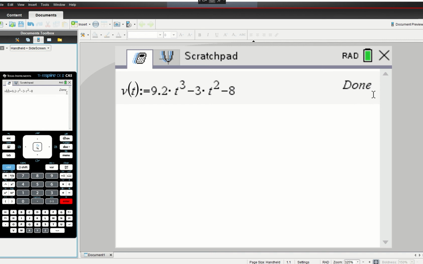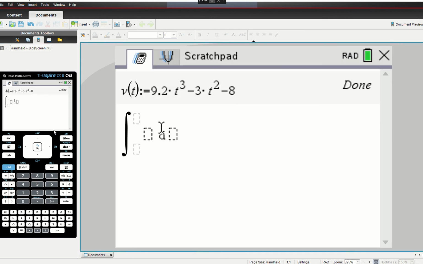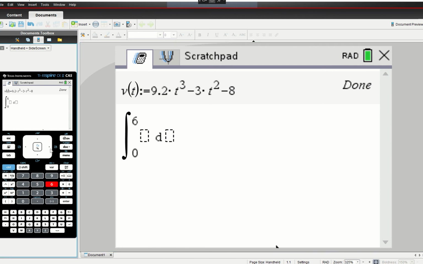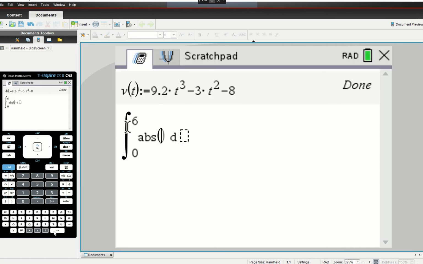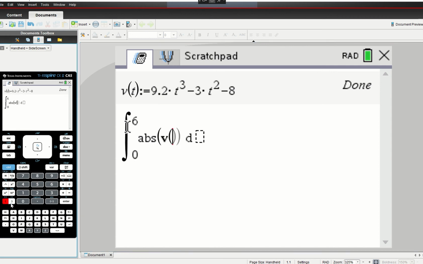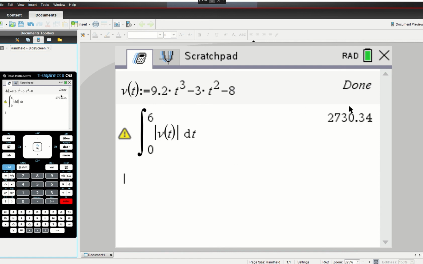All right, so what we wanted was the integral. So I'm going to go menu, calculus, integral. I know there's a quicker way to get there. I think it's shift plus or shift minus. But we got the integral from 0 to 6. And then in order to get absolute value, you can find it a couple ways. You can type in ABS, or I believe you can just click on the little open book, and it's the first thing there. So however you do it will work. And then you've got v of t, because we stored that function, dt, hit enter, and we should get our answer.